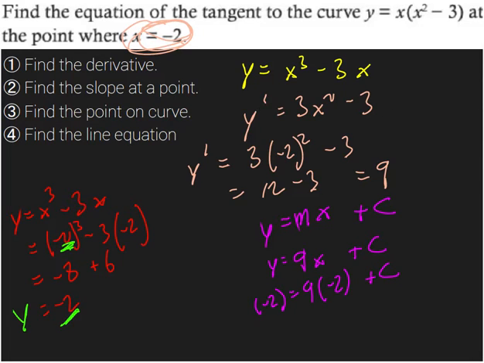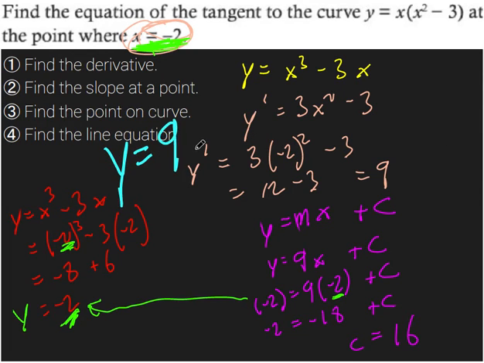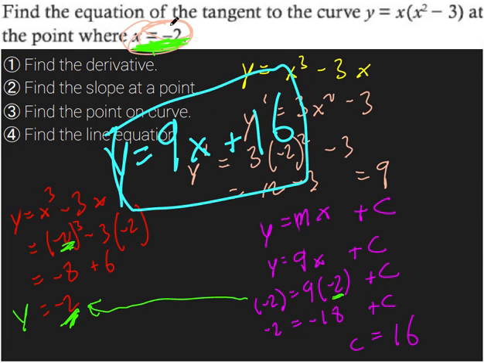Just to confirm, this negative 2 is this negative 2, and this negative 2 is the value of x that we're after. We know this point, negative 2, is on our function. To solve this, we get negative 2 equals negative 18 plus c, so then c equals 16. So then our final answer for the question, the equation of the line, is y equals 9x plus 16. That's the equation of the tangent line to the curve at x equals negative 2.